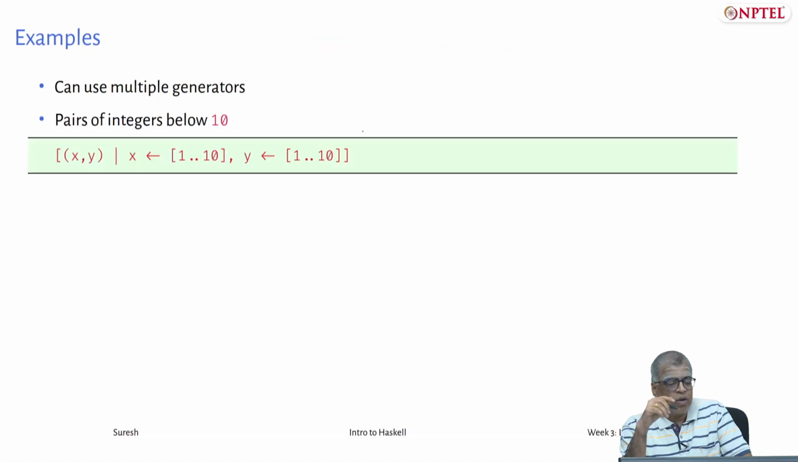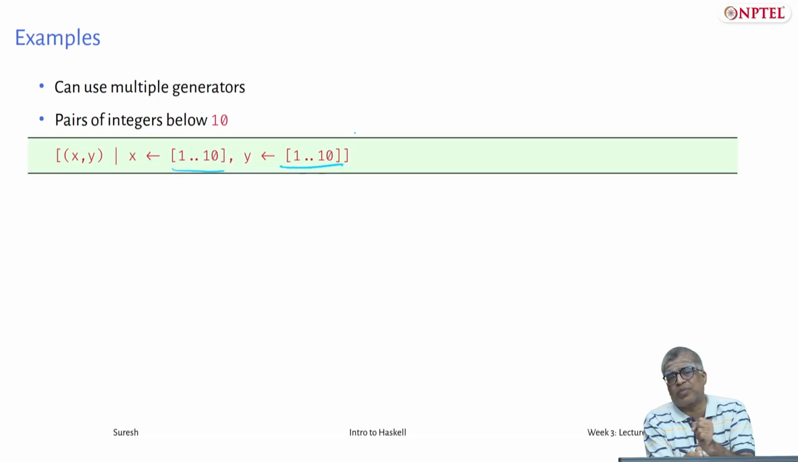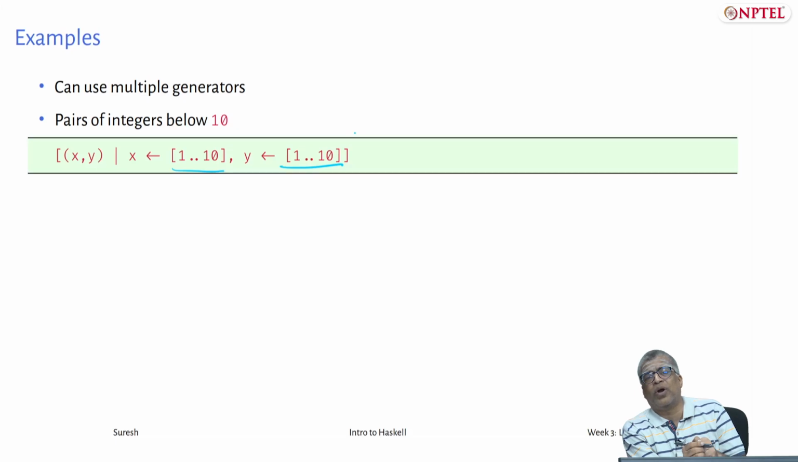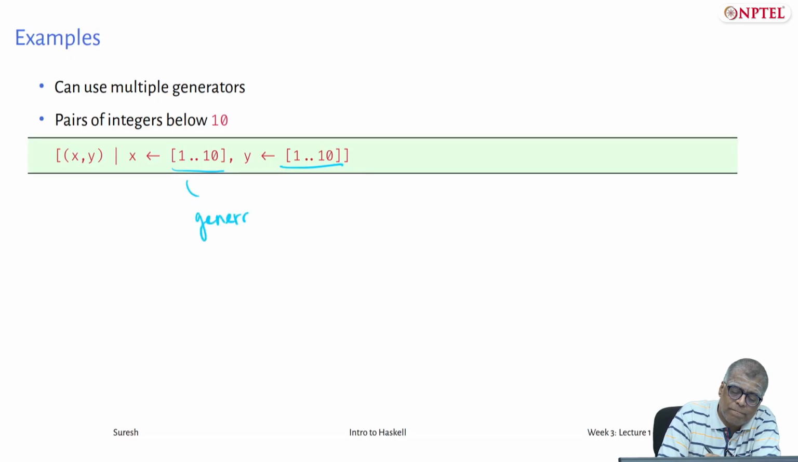Similarly here, you can build the set of all pairs of integers below 10. x comes from 1 dot dot 10, y also comes from 1 dot dot 10, but you have to specify them separately. Pick each x from 1 dot dot 10. For each x, pick each y from 1 dot dot 10, and then you print all the xy pair values. So you should remember that the order of the generators matters. This is called a generator. This whole expression, x belongs to 1 dot dot 10, y belongs to 1 dot dot 10, both are generators.